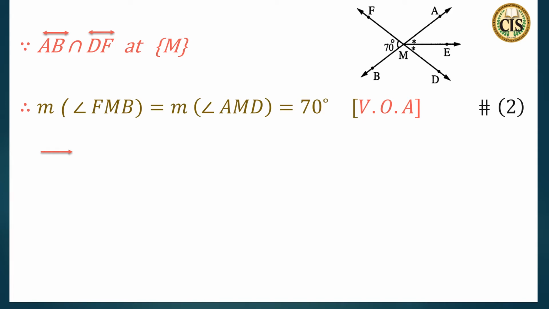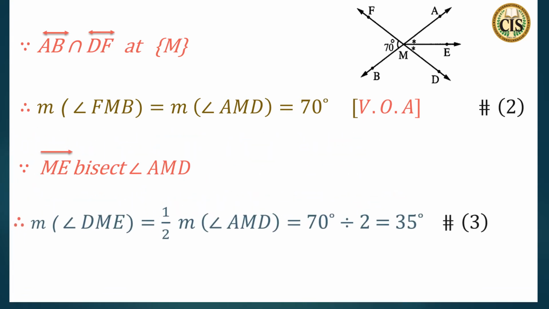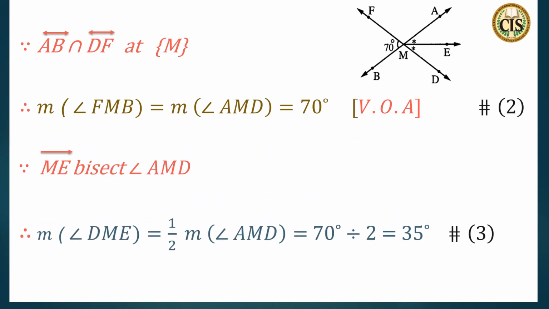Number 3, to find measure angle DME. Since ME bisects angle AMD, then measure angle DME equals half the measure of angle AMD, which equals 70 degrees divided by 2, which equals 35 degrees. And this is number 3.